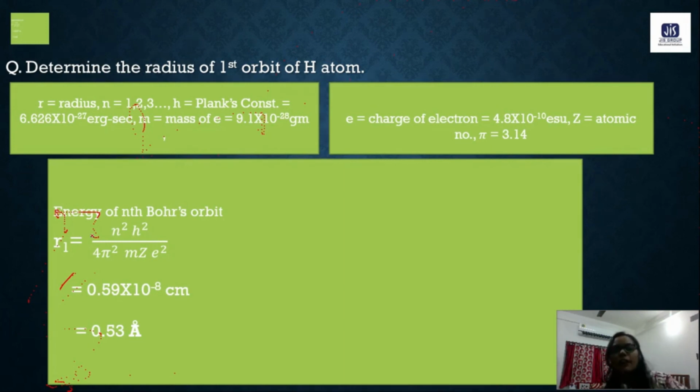Yes. So R1 equals n square h square by 4 pi square m Z e square. This is the equation. So if we put all the values, what will happen? We will get the value, that is 0.59 into 10 to the minus 8 centimeter, which in angstrom we can write down as 0.53 angstrom. Okay, understand? Okay, next we will see what is the next.